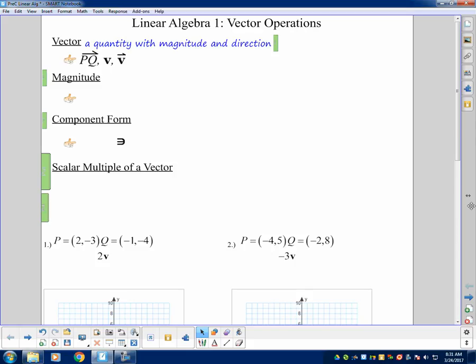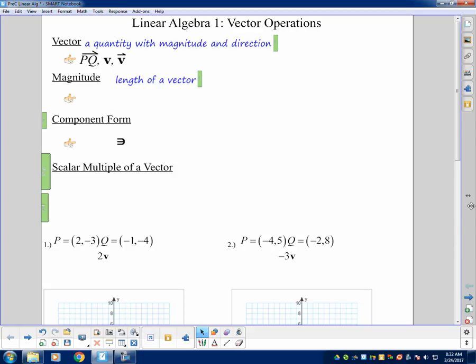Now, the magnitude can be found just using the Pythagorean theorem. Trig comes back into play here. And direction could also be found by using inverse tangent. Okay, so trig is back in the mix. Magnitude is the length of a vector. It's the hypotenuse of the right triangle formed when you draw the vector.